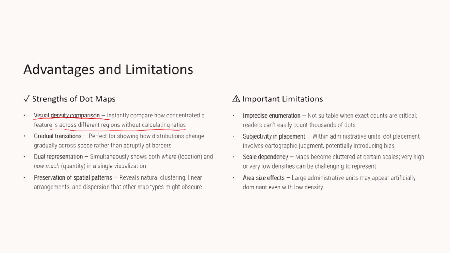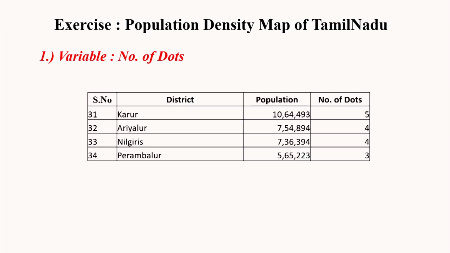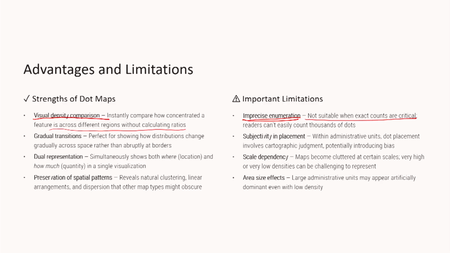Now, we will see the limitations of using dot maps. The first limitation is that it is imprecise. It is not suitable where an exact count is critical. Initially we have seen, while calculating the number of dots for Chennai, we rounded off the value. The number of dots for Chennai was coming around 20.9, right.